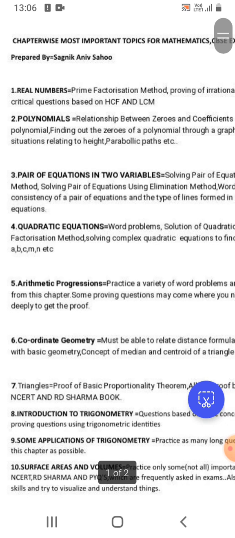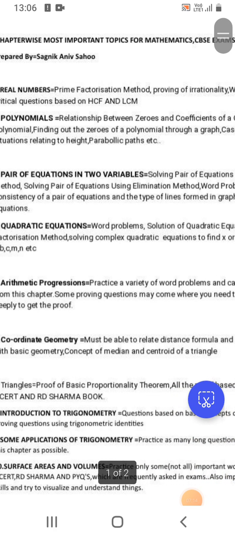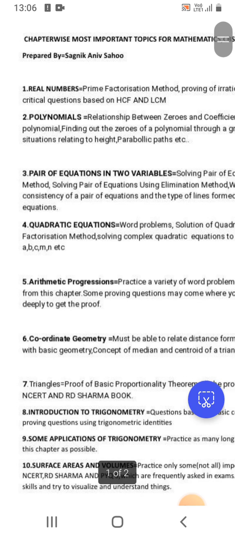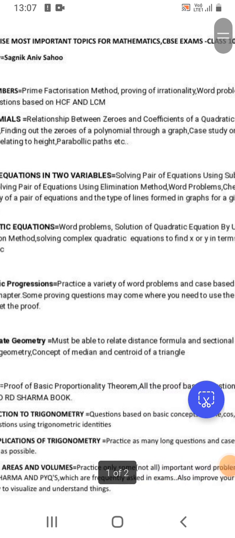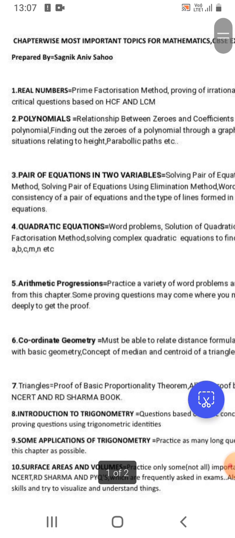You need to find x or y in terms of a, b, c, m, n, etc. If you come across such questions, it is better to use the quadratic formula. But if it is asked to solve using the factorization method, then you are supposed to use that. And the factorization method in case of such questions becomes tricky. In case of complex quadratic equations, where only variables are there, you need to find x or y in terms of a, b, and c, or x or y in terms of a, m, and n, etc.